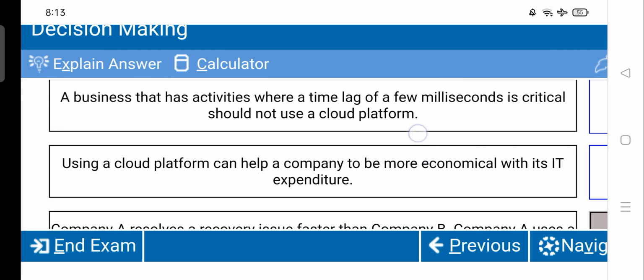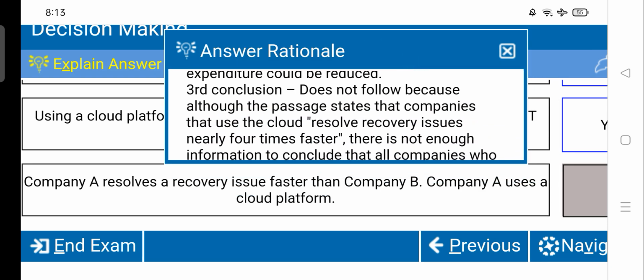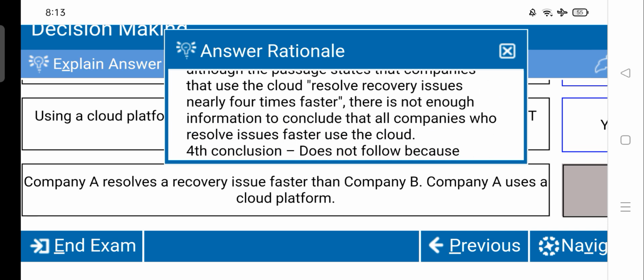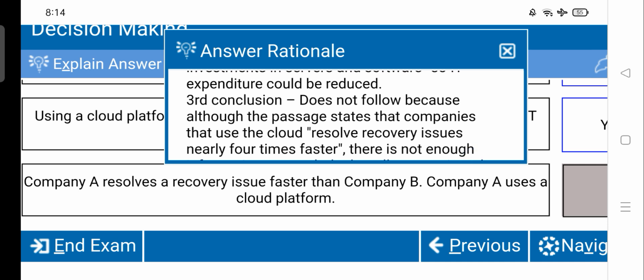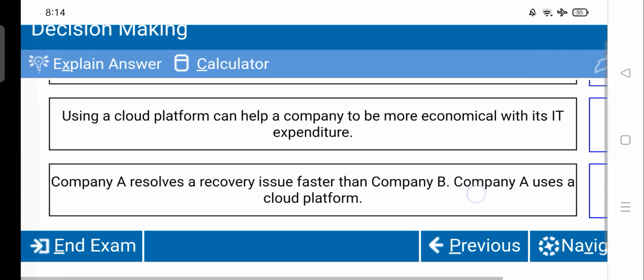Then we have a third conclusion that does not follow because although the passage states that companies that use the cloud resolve recovery issues nearly 4 times faster, there is not enough information to conclude that all companies who resolve issues faster use the cloud. So because of this reason, the third conclusion does not follow. So we will drop a no in front of it.